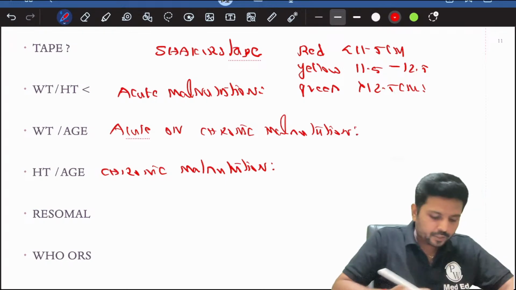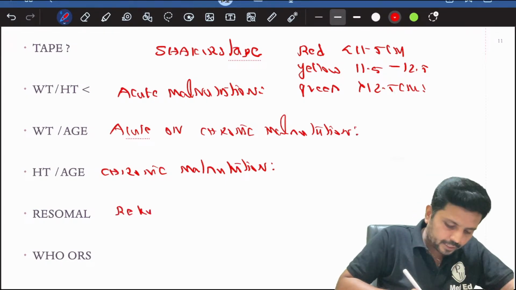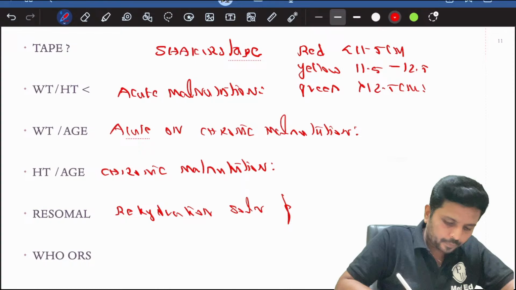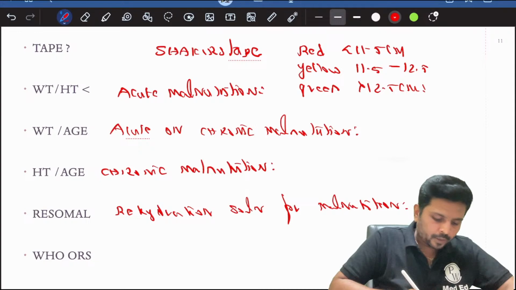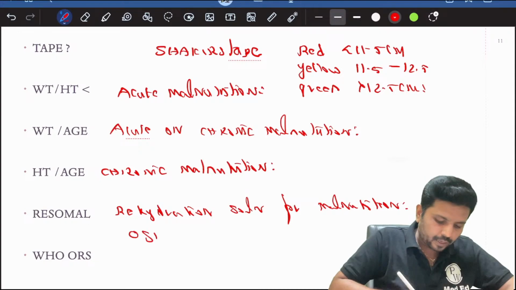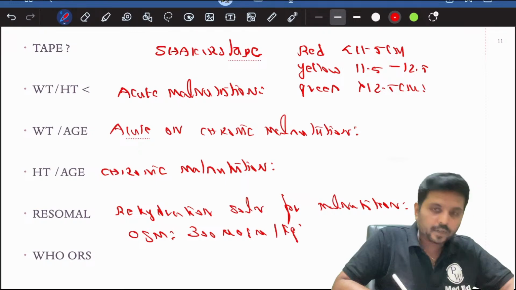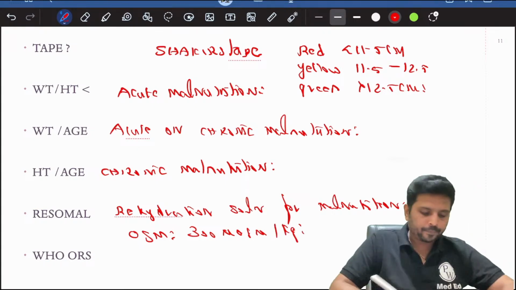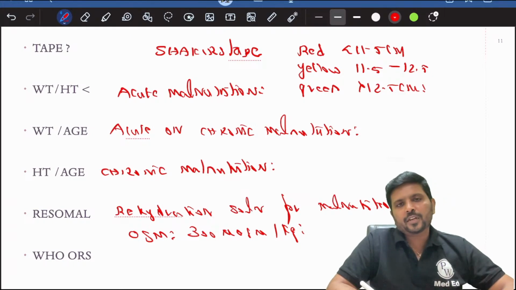What is called ReSoMal? ReSoMal is nothing but rehydration solution for malnutrition. The osmolality of ReSoMal is 300 milliosmol per kilogram, which is mainly used in treating children with severe acute malnutrition.